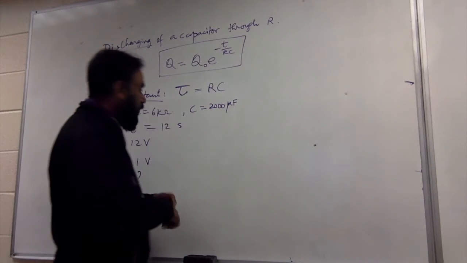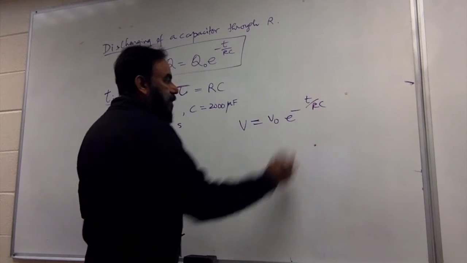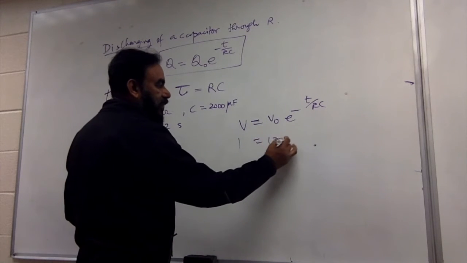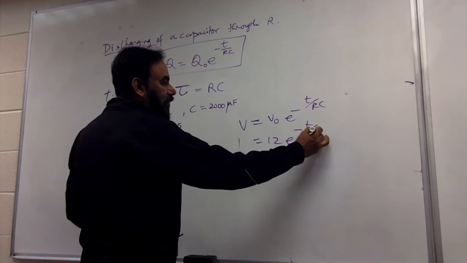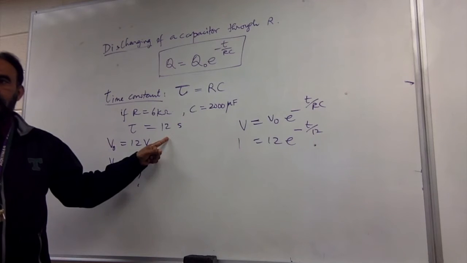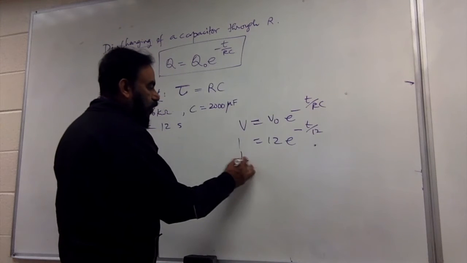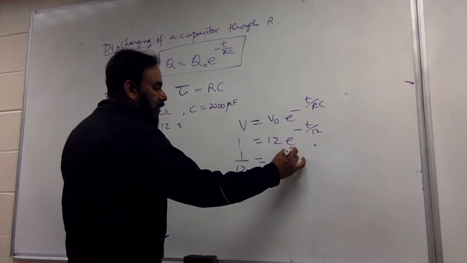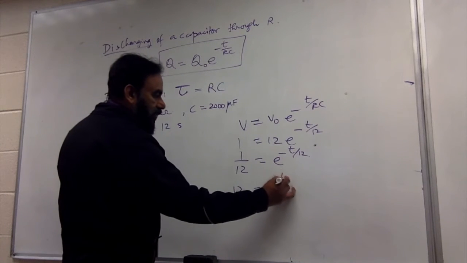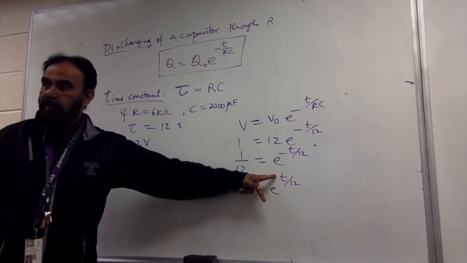For that, you just have to use that equation: V equals V naught e to the power of minus T over RC. So 1 is 12 times e to the power of minus T over 12. RC is the time constant, so I know that number, 12 seconds. Now we just have to solve it. So 1 over 12 is equal to e to the power of minus T over 12. Flip this, you get 12 is equal to e to the power of T over 12. I just flipped it, so it became positive.